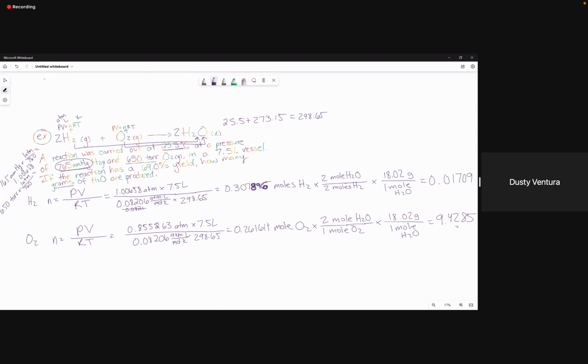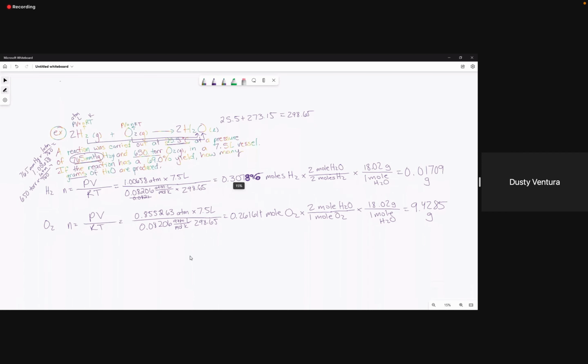All right, so I've got a smaller value and a larger value. I'm being asked how much product I can make. I cannot make the larger value. I don't have enough hydrogen to make it. So I can only make my smaller value.